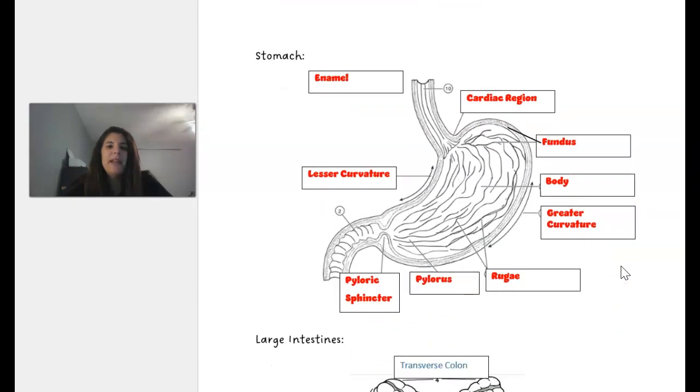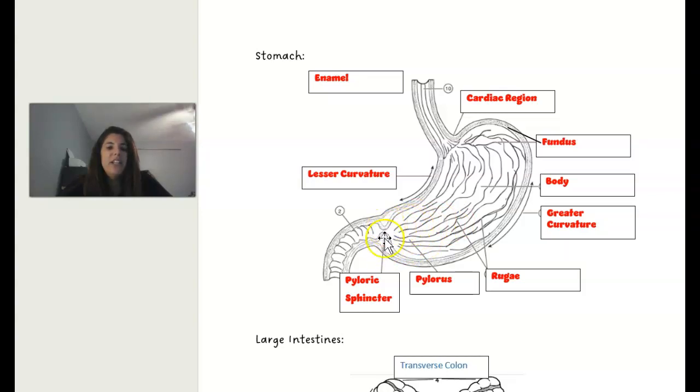Moving on to the stomach. Your stomach is also divided into sections. We have the cardiac region, which is right where the esophagus dumps into. We have the fundus region, which is in this top curvature area right here. The body, which is in the middle of the stomach. And then the pylorus, which is going to be down at the bottom.